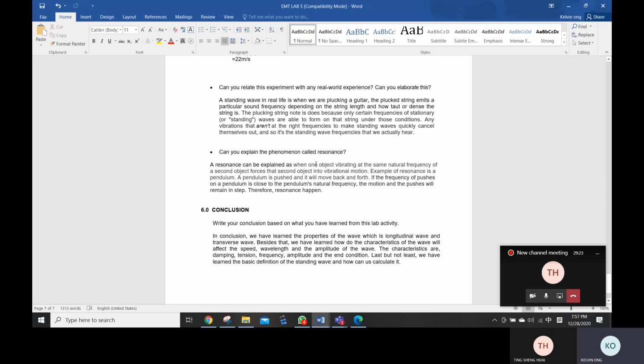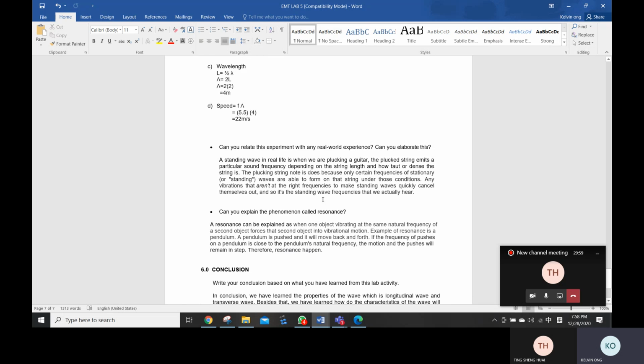For the last question, can you explain the phenomenon called resonance? Basically, in a real world example, resonance happens when one object vibrates at the natural frequency of a second object, putting the second object into vibrating motion. I will give you, madam, an example: a pendulum. When a pendulum is pushed, it moves back and forth. If the frequency of the pushes is close to the natural frequency, the motion and the pushes will remain in step. Therefore, resonance happens.